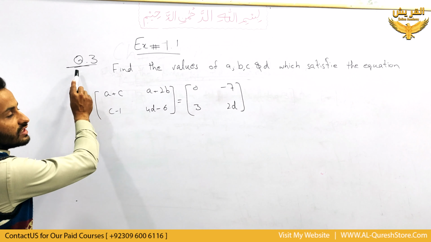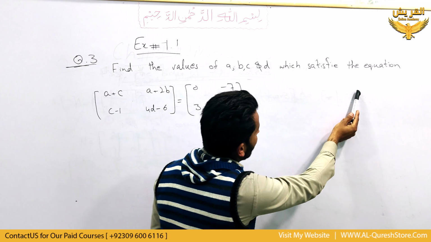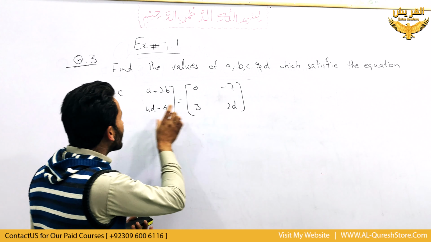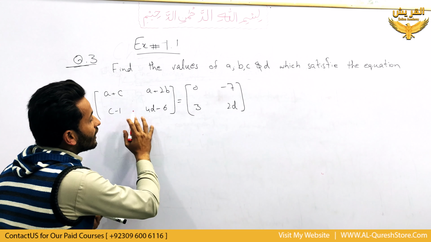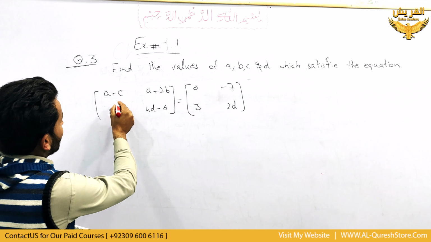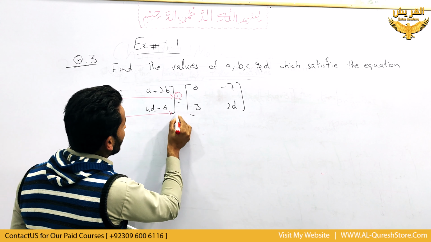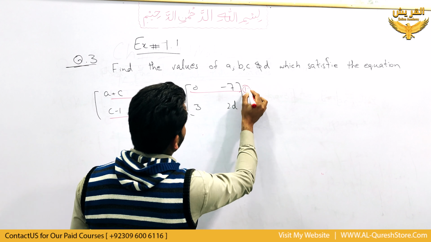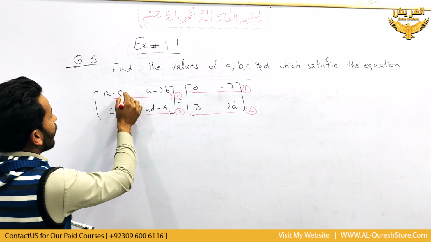The last question of this exercise: find the values of a, b, c and d which satisfy the equation. Equation means these two matrices are equal. First we have to see their order. If these matrices are equal, we have to confirm that they have the same order. First row and second row, they have 2 rows, and also in this matrix first row and second row. There are 2 rows in each of these matrices.